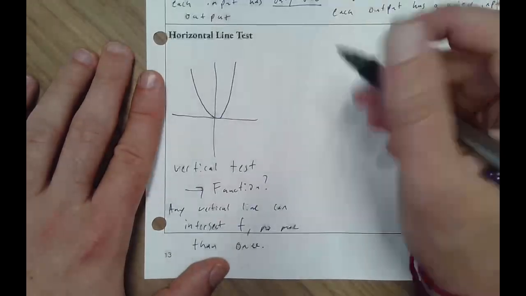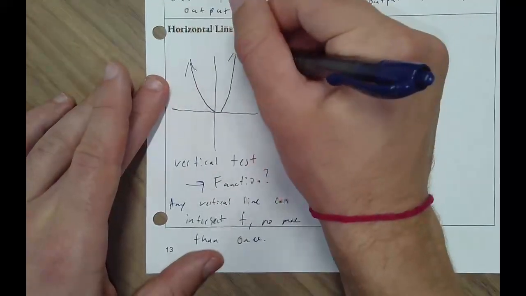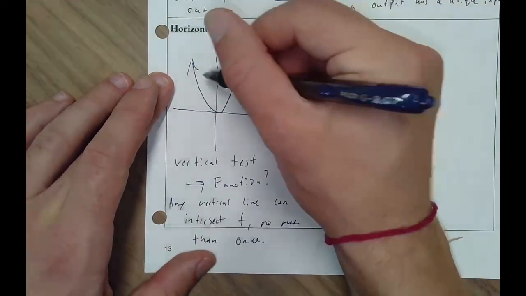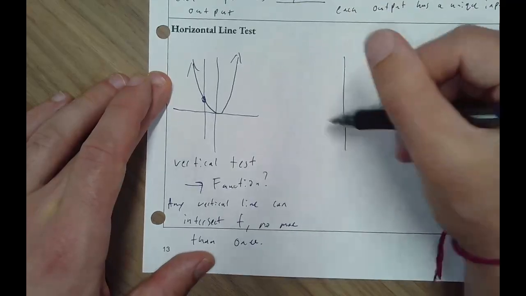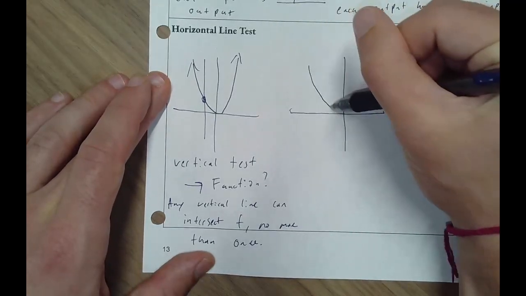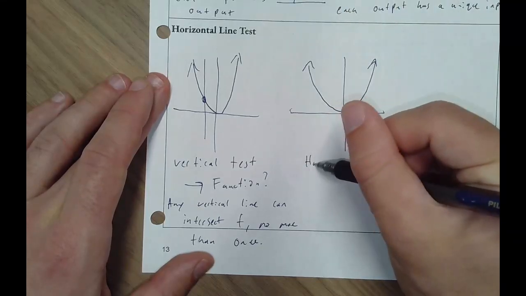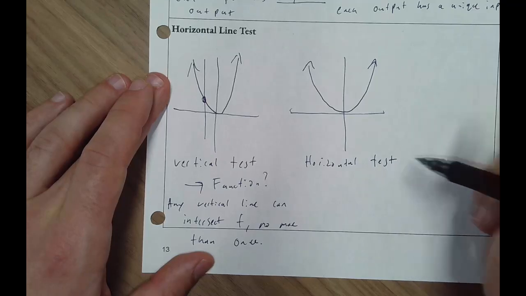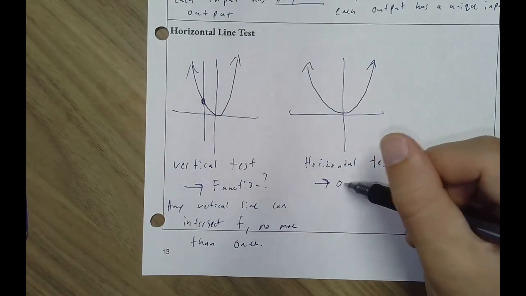This is a function, right? You see that no vertical line would intersect this more than once. It passes, right? But then, let's take that same parabola and let's try what's called the horizontal line test. Horizontal line test. This tests if it is one-to-one.